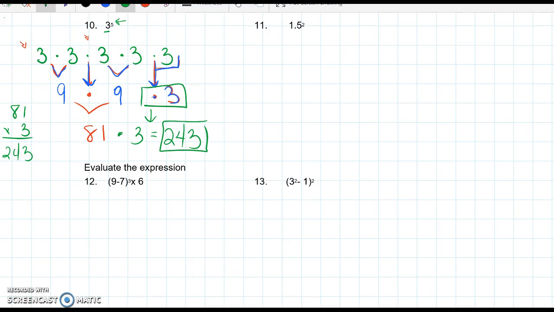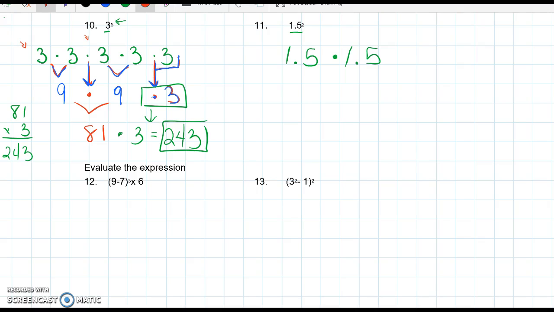Now, if you look on number 11, we're going to combine a couple of different concepts. We have a basic exponent problem to the second power, which is squared. But the problem is that we have a decimal as our base. So our base is 1.5. That means we're going to take 1.5 and multiply it twice, which is squared. So you have 1.5 times 1.5.